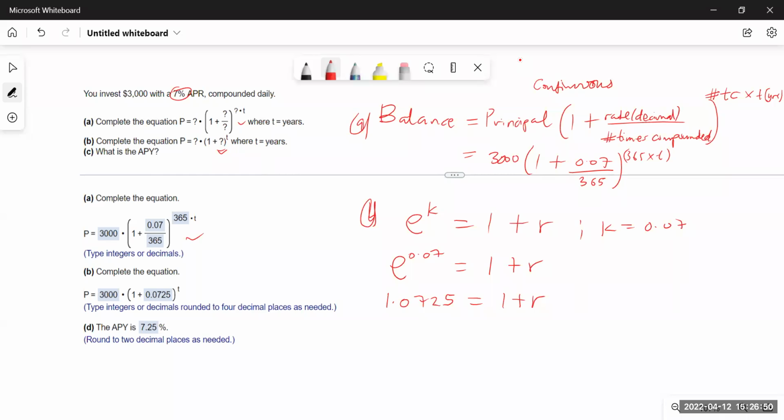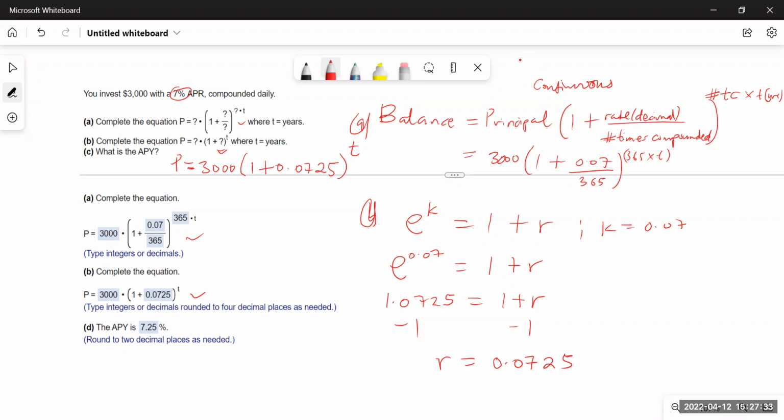If you want to find your r, you subtract 1 and subtract 1. So your r will be what? 0.0725 right there. So what do you have to do? Your P is equal to, the initial value is giving us 3,000, and 1 plus your r is 0.0725 right there. And that is your exponent T, and that is how you find that. There's another way to do this, but I feel this way is much simpler.